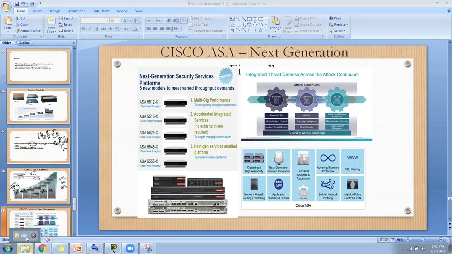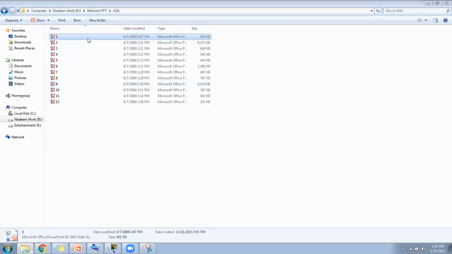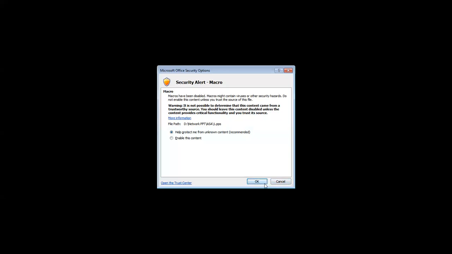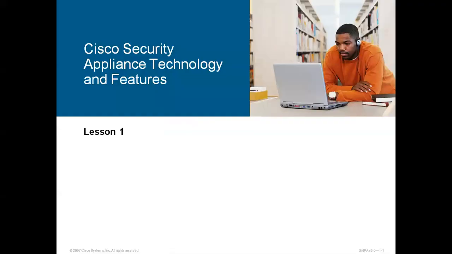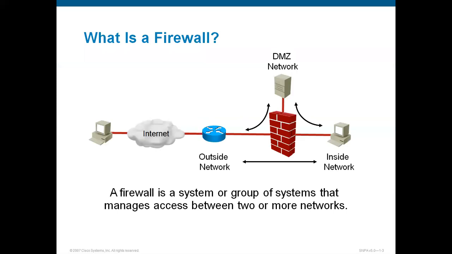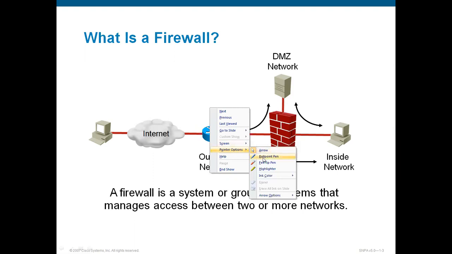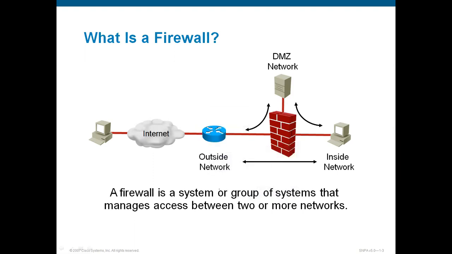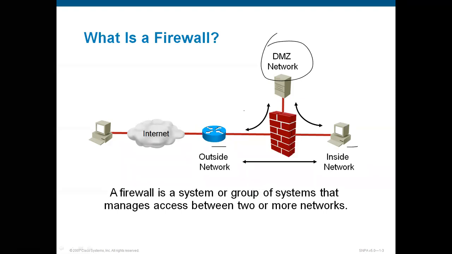Okay, so let's move on to the Cisco slides. Cisco security appliance technology and features. What is a firewall? A firewall is a system or group of systems that manages access between two or more networks. The firewall is placed between inside and outside, and there is also something called the DMZ, the demilitarized zone. The firewall has zones.